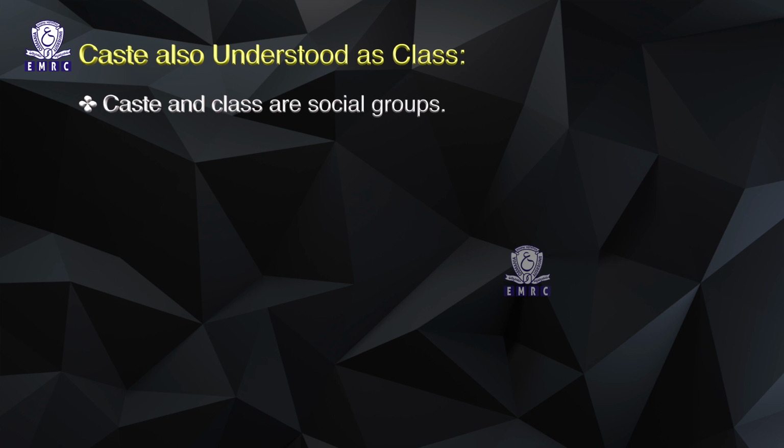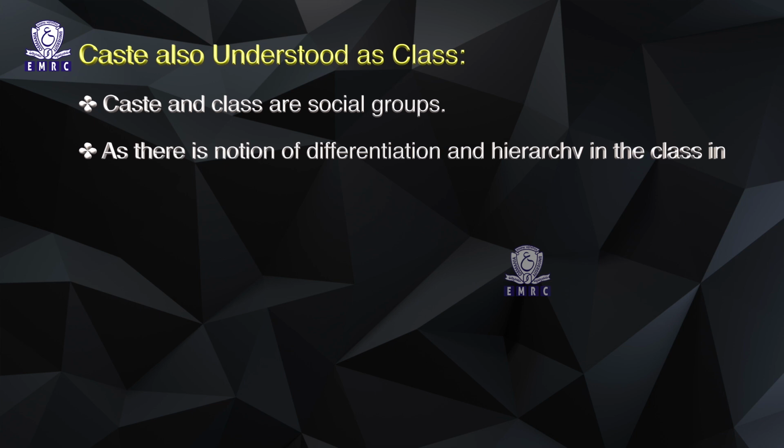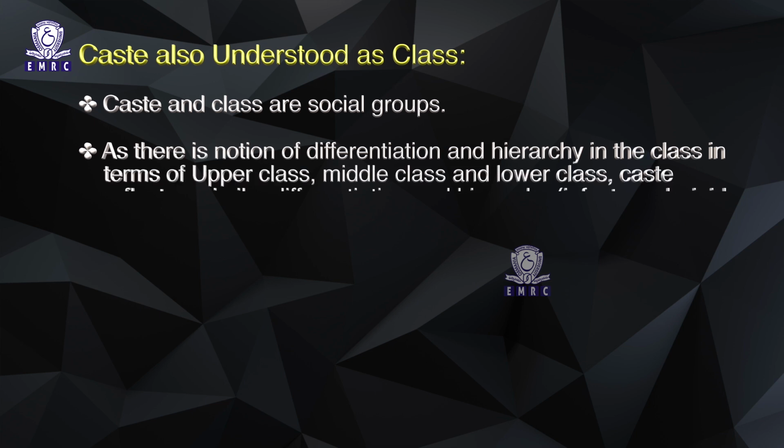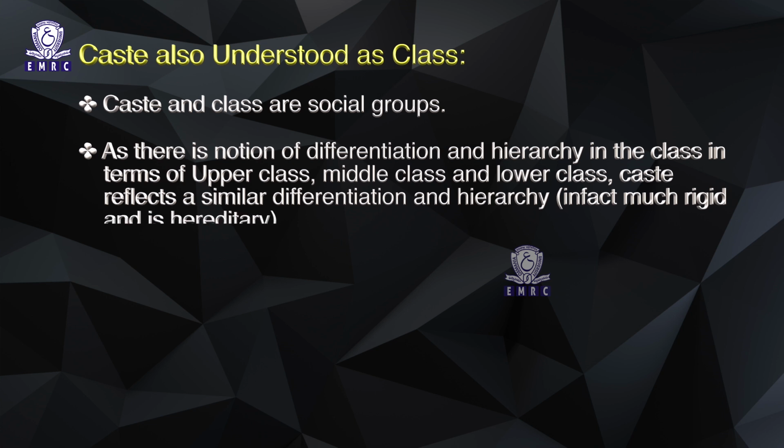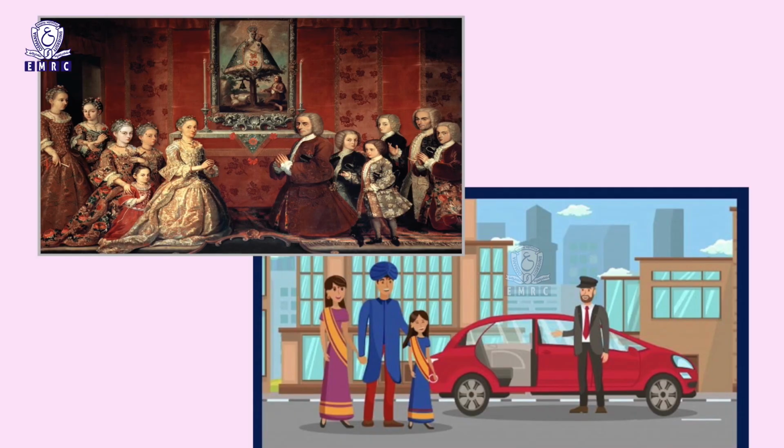Caste and class are social groups. As there is a notion of differentiation and hierarchy in the class in terms of upper class, middle class and lower class, caste reflects a similar differentiation and hierarchy, in fact much more rigid and hereditary. The upper classes or the higher strata enjoy better lifestyles and life chances. Further, the structures of power relations are such that the upper class enjoys more power. Similarly, the upper caste also enjoys more power and higher status.